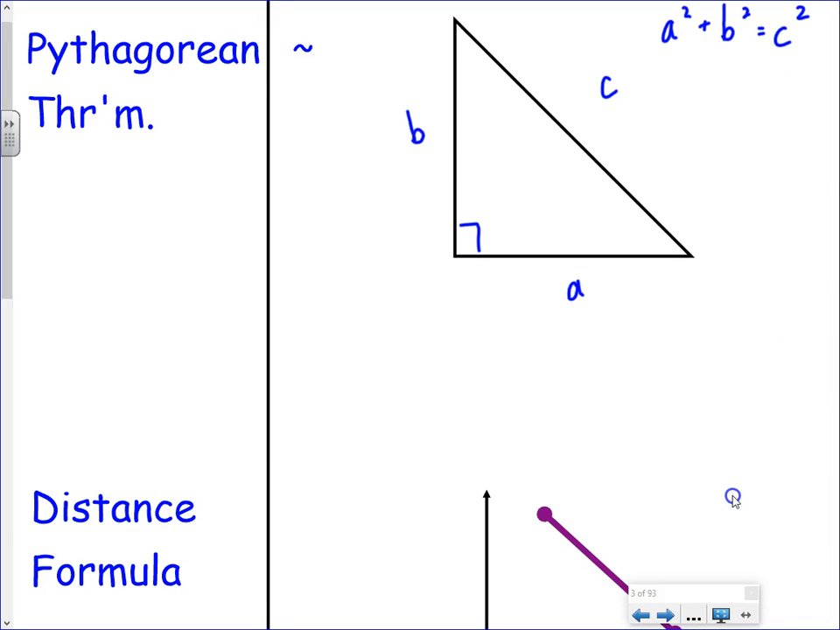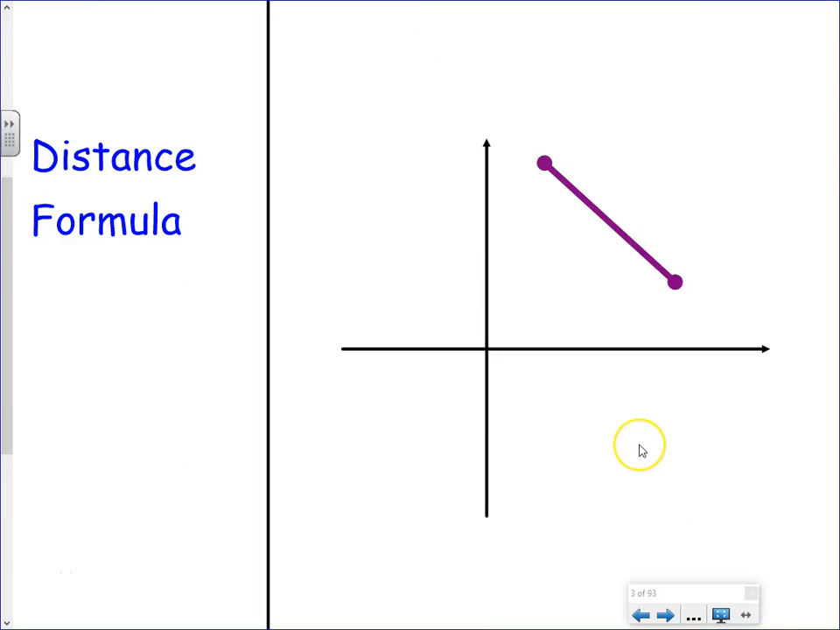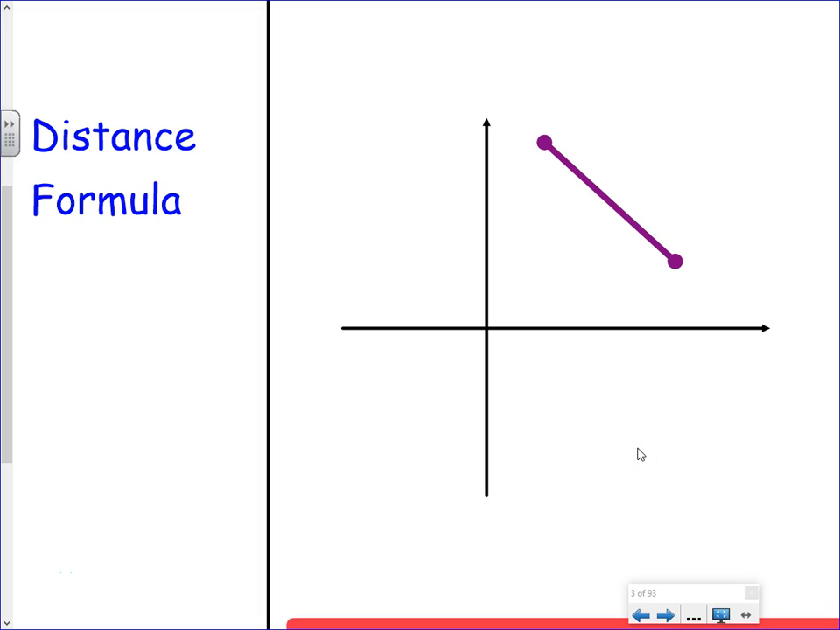My question to you is, how do we use the Pythagorean theorem to identify the distance formula? No, I don't just want to hear the distance formula. I want to hear where it comes from. Ideas. Trying to apply the Pythagorean theorem to the question, how do you find the distance between 2 points?